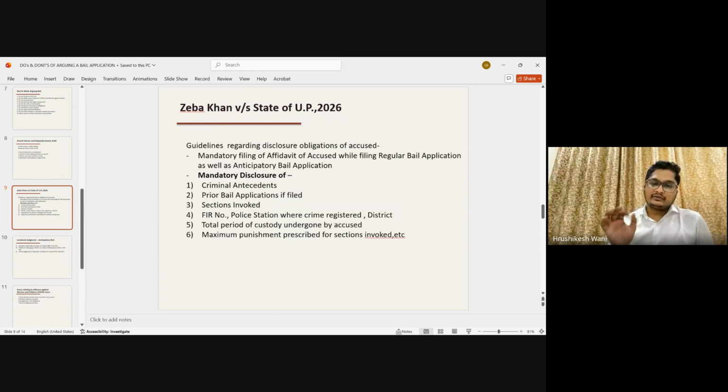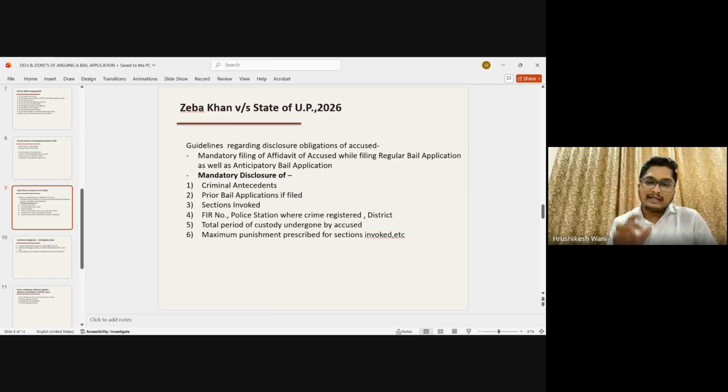Then you have to write the sections that are invoked against your accused. Then you have to write the number of the FIR. Then, while drafting a bail application, you have to write the name of the police station where the crime is registered and the district as well as state. Also, it is very important that you write the total period of custody since the arrest of the accused, and also how many days of police custody he has undergone, and how many days of judicial custody he has undergone while filing a bail application.